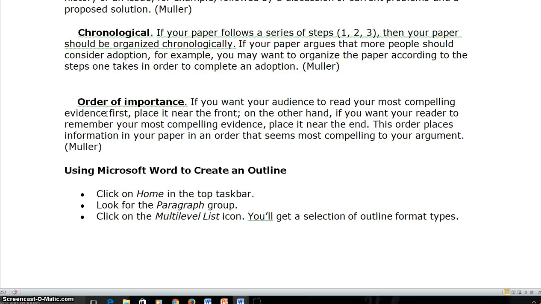Another way of organizing your outline is the order of importance. If you want your audience to read your most compelling evidence first, place it near the front. On the other hand, if you want your reader to remember your most compelling evidence, place it near the end. This order places information in your paper in an order that seems most compelling to your argument.